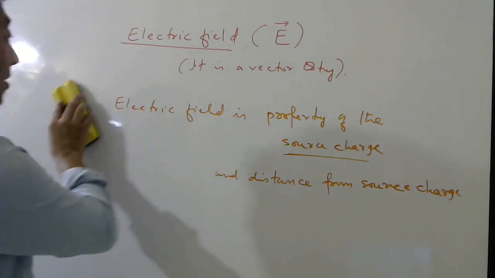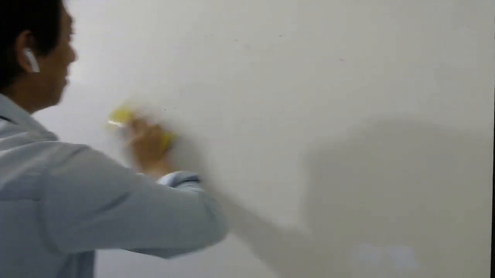Now the question is: fine sir, very nice definition, we understood everything, but how do we measure electric field? In physics, students, just because you are able to define it doesn't mean you have understood the concept. You must be able to measure the electric field. If you are not able to measure it, then it is of no use. So in physics we always consider quantities which can be measured.